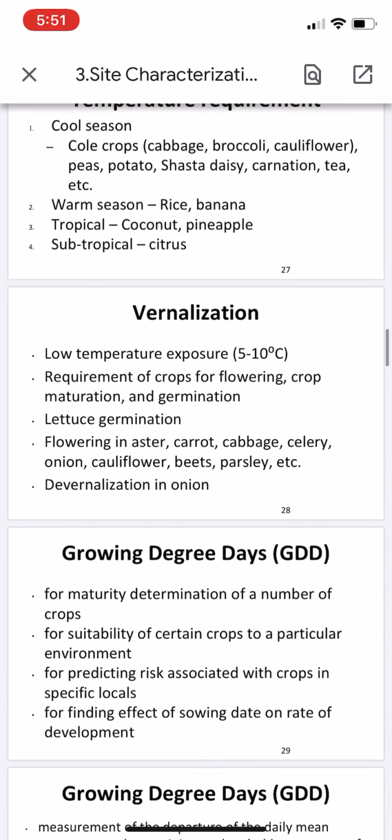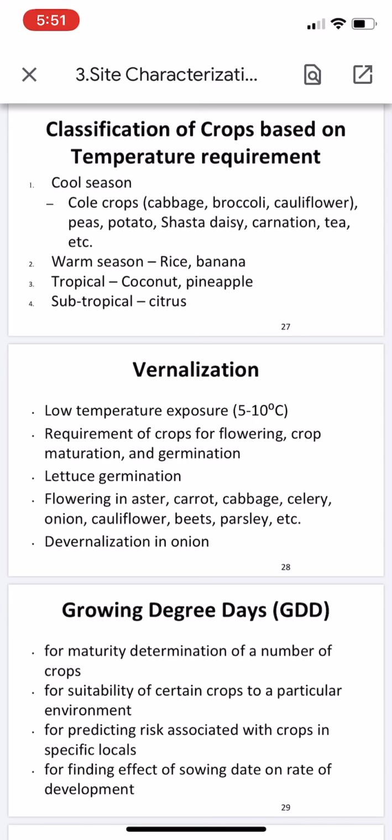So crops are actually classified based on temperature requirement. They can be cool season or warm season crops, tropical or subtropical. Cool season crops include cole crops, as we call them when they are horticulturally classified, like cabbage, broccoli, cauliflower, peas, potato, shasta daisy, carnation, and so on. And warm season crops like rice, banana, and tropical coconut, pineapple, and subtropical citrus. So this is based on their climate or temperature requirement.